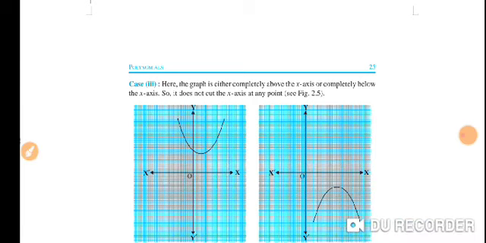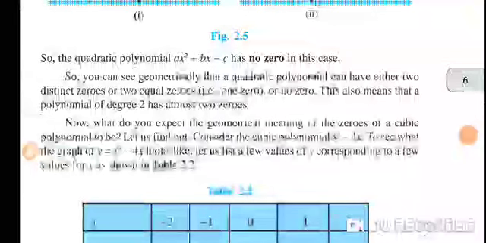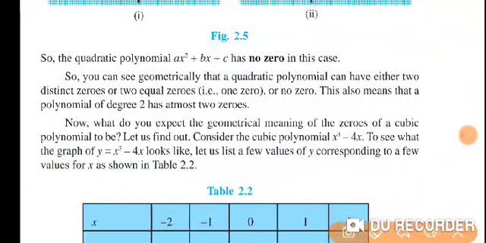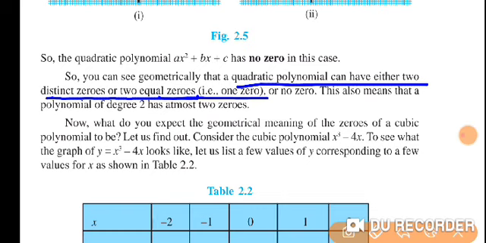Is that point clear? Which means, what do you come to know over here? In case of a quadratic polynomial, there are three possibilities. A quadratic polynomial can have two distinct zeros. It may have two equal zeros. Two equal, what does that mean? Same zero, only one zero, and no zero. Is that point clear or not?